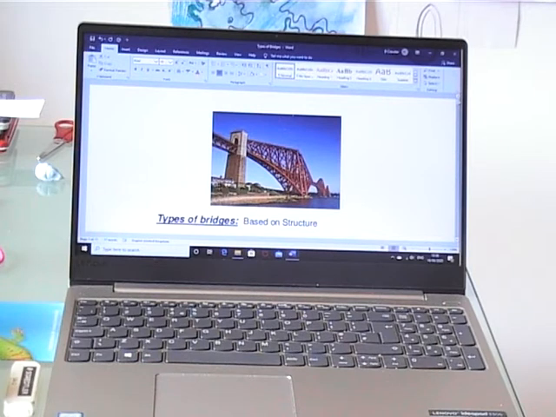Mrs. Crowter back again in my room this morning, and I believe that we're working on looking at different types of bridges. What we're going to do today is look at some different styles of bridge. We're going to examine them from the point of view of an architect.